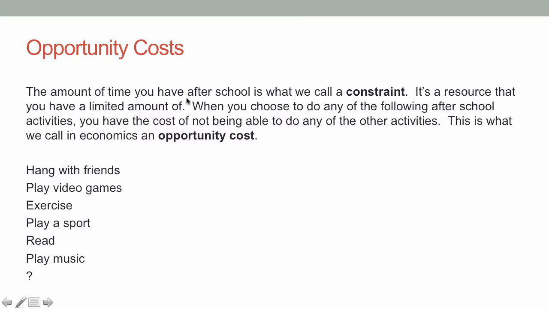The amount of time that you have after school is what we call a constraint. For example, if you're all done with school at 4, and if you go to bed at 10, you have 6 hours. It'd be nice to have more than that, but we all have an idea that time is not unlimited. We have a certain amount of time that we need to choose, and since it's limited, that's called a constraint. It's a resource that you have a limited amount of.